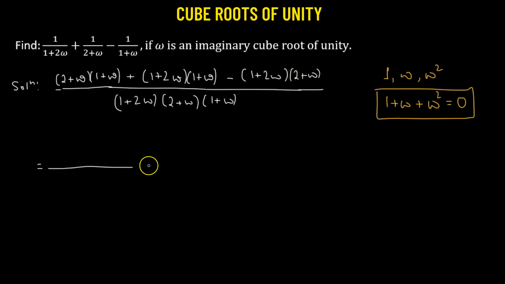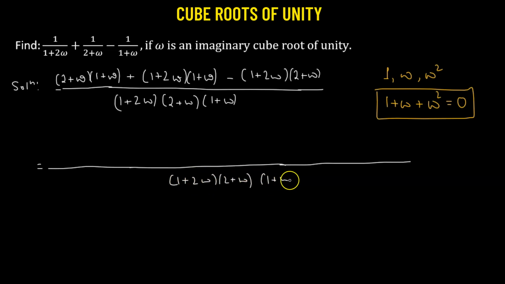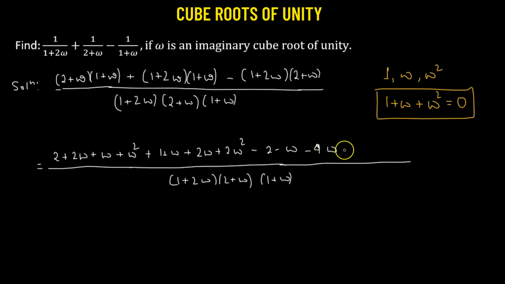So we will expand the numerator. In the denominator, we have 1 plus 2 omega times 2 plus omega times 1 plus omega. Now expanding the numerator, we have 2 plus 2 omega plus omega squared, plus 1 plus omega plus 2 omega plus 2 omega squared, minus 2 minus omega minus 4 omega minus 2 omega squared.